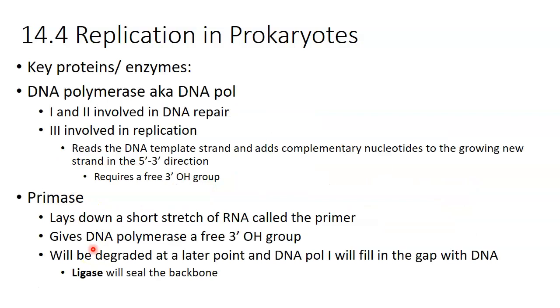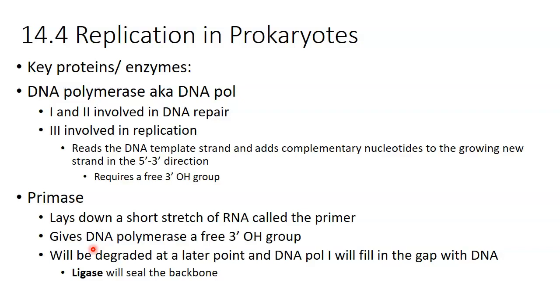Okay, so here's some more enzymes. So DNA polymerase, which is also known as DNA pol. There's a couple of different types in prokaryotes, and we'll learn in eukaryotes there's actually a slew of different DNA polymerases. So they're named, they're numbered, and they're numbered based on when they were actually discovered. And so DNA polymerase 1 and 2, they're actually going to be involved in DNA repair. And DNA polymerase 3 is going to be the major DNA polymerase involved in the direct replication of DNA.